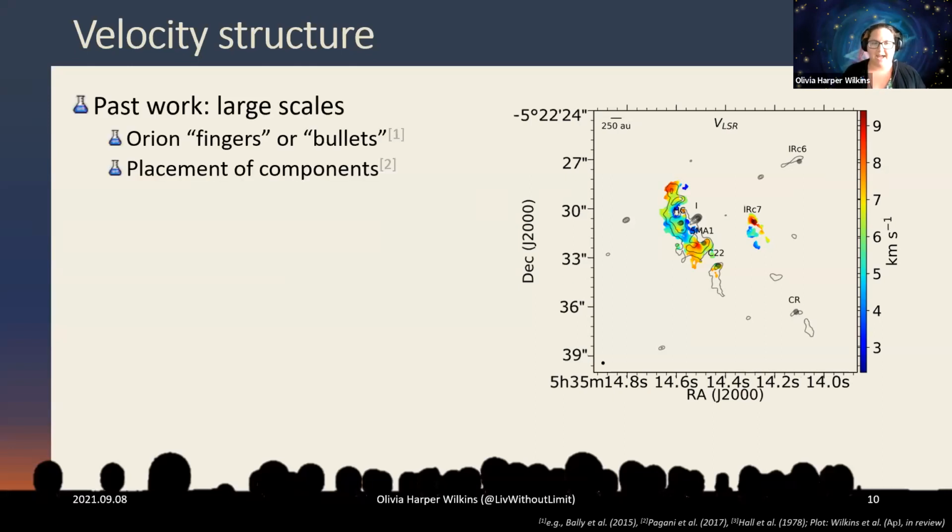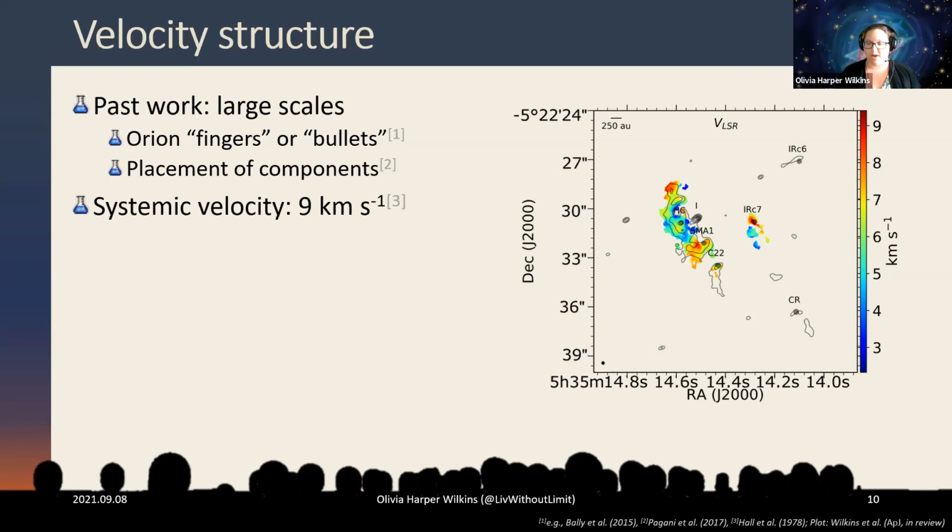In the past, looking at the 3D structure of Orion KL, or Orion in general, has focused on rather large scales. So looking at the fingers or the bullets that I showed earlier, but also just looking at the placement of different components. How are the hot core and the northwest clump oriented, for instance? Here, I was interested in trying to get a sense of how the hot core region, for example, was structured. So we looked at these velocity maps. Note that the systemic velocity is 9 kilometers per second.